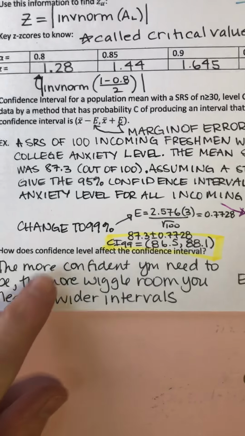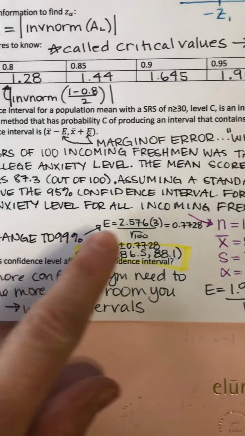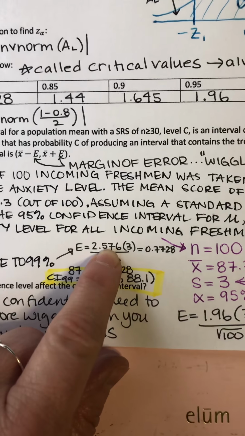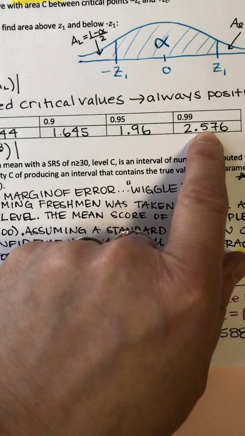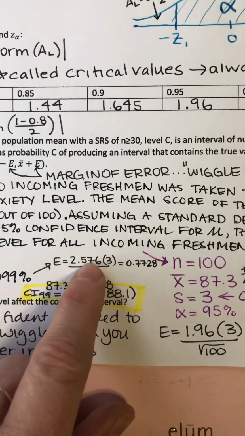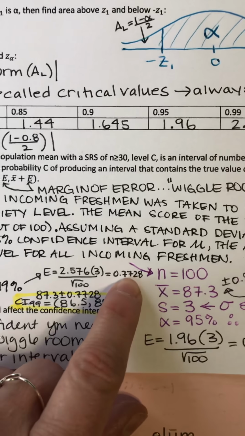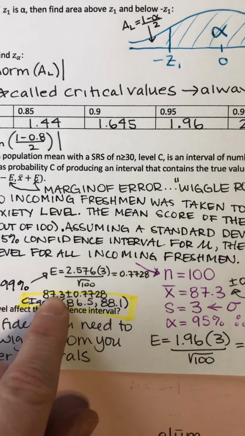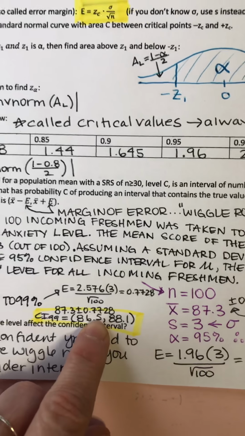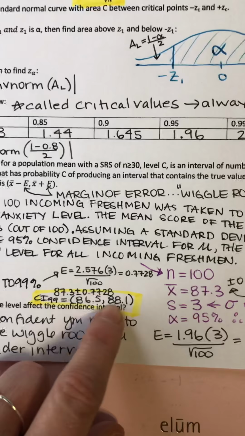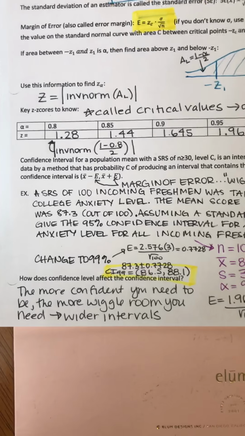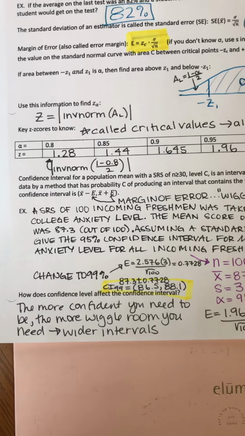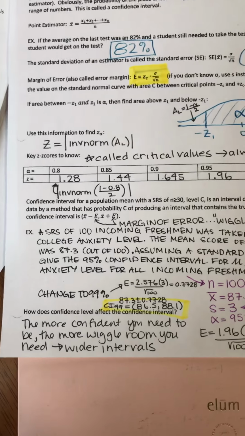Now, we're also going to do that for a 99% confidence interval. The only difference is the margin of error. We're going to have a different critical value because for 99%, we have a different z-score. When we use that number, because it's bigger, it's going to make the margin of error bigger, which when we add and subtract that to the mean is going to give us a wider confidence interval. So we have a little bit more wiggle room there. So again, the way the confidence level affects the confidence interval is the more confident you need to be, the more wiggle room you need to have, which means you have to have wider intervals.